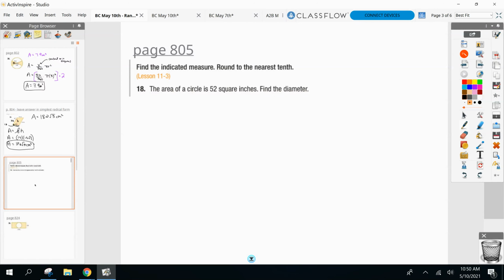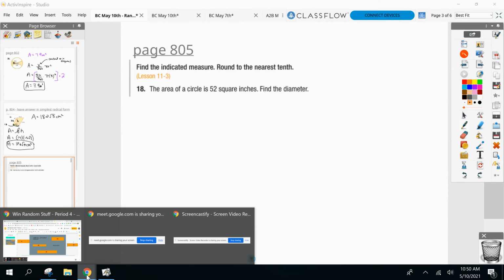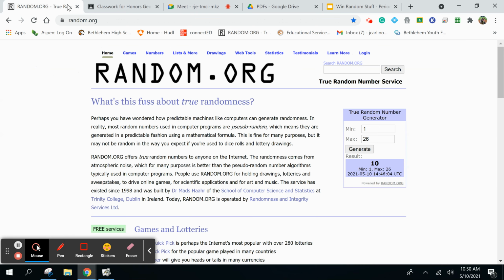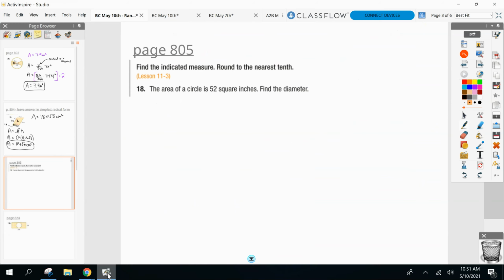How about the diameter of this circle in number 18? Sean, I got 8.1 inches. 8.1 inches is correct. That is the diameter. Let's talk about how we got there. Formula used. 52 equals pi r squared. Okay, area equals pi r squared for a circle, plug 52 in.